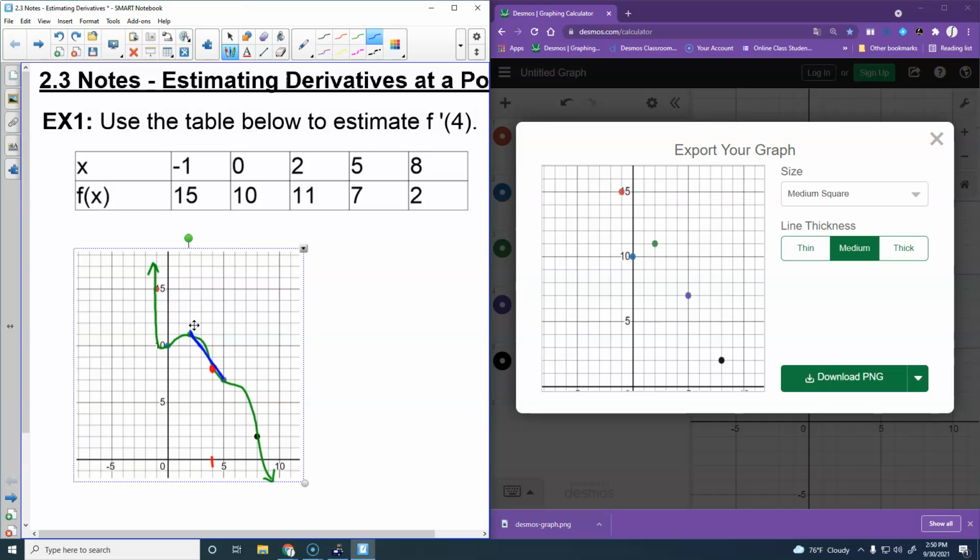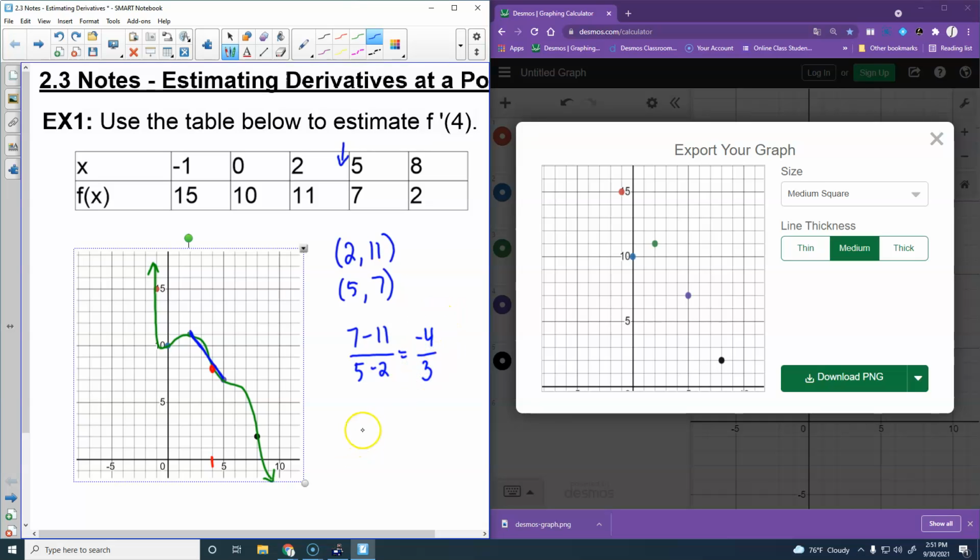just finding the slope between the two closest points. So if I'm estimating the derivative and all I have is a table, then we've really already done this before in this class when we were looking at estimating speeds, on some of that very first stuff that I gave you. We were trying to estimate how fast something was going, so we just use those points closest to it. So we would just use the points (2, 11) and (5, 7) and find the slope between those points. So we'd have 7 minus 11 over 5 minus 2. So negative 4 over 3.